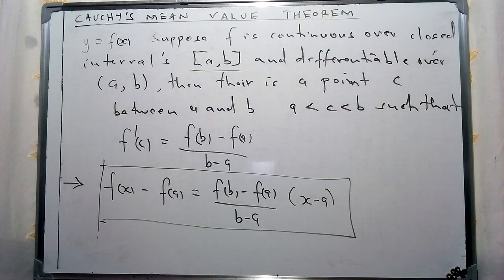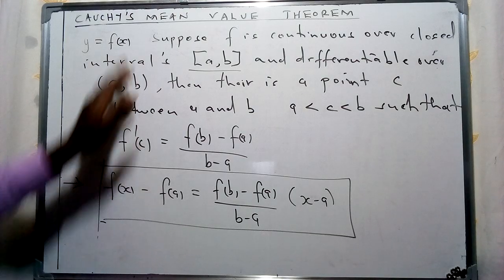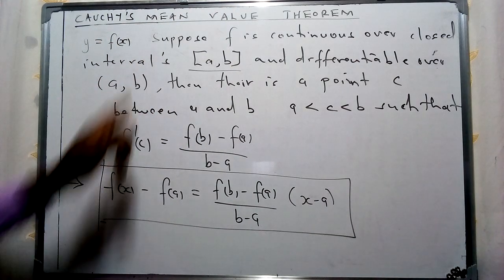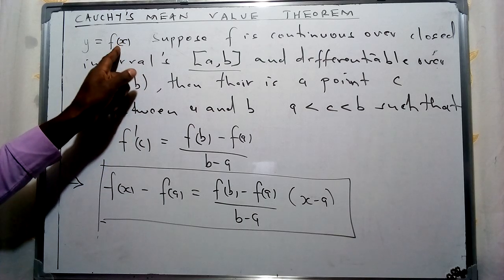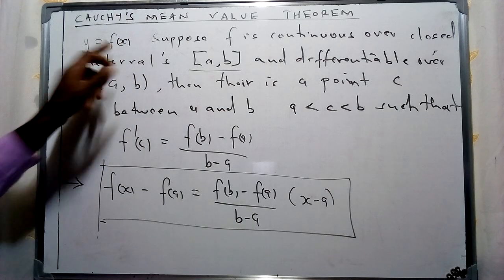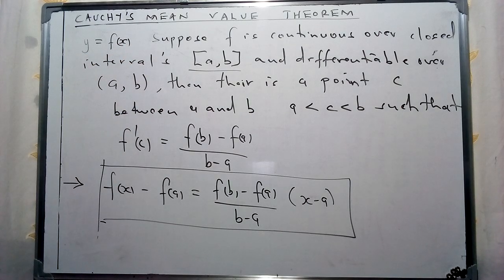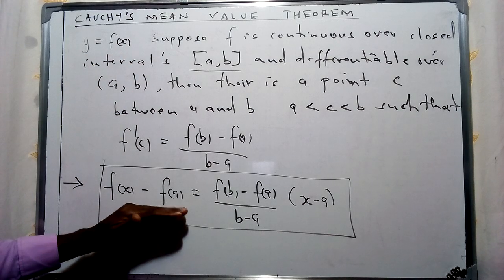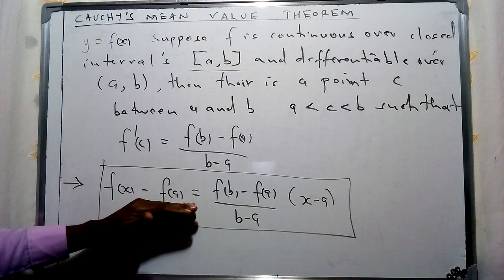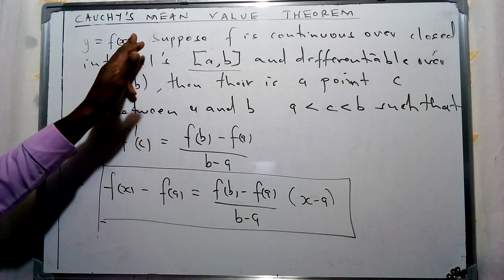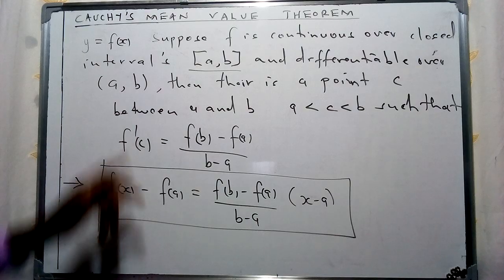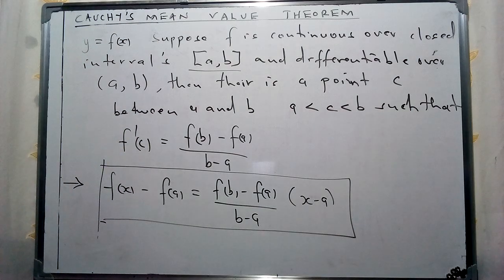Now, we're going to look at a version of Cauchy's mean value theorem, which, in contrast to the first one, considers two functions: y, which is f of x, and another one, g of x. We're going to see how we can illustrate this aspect of the mean value theorem in terms of those two functions. This is the concept of Cauchy's mean value theorem.